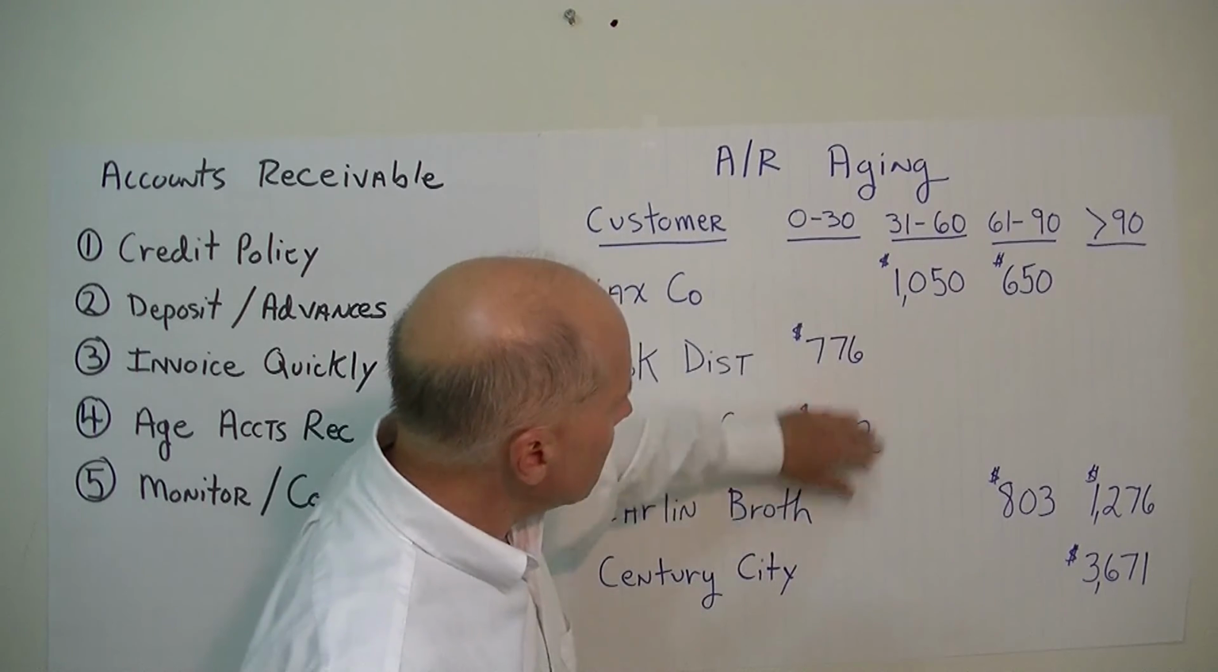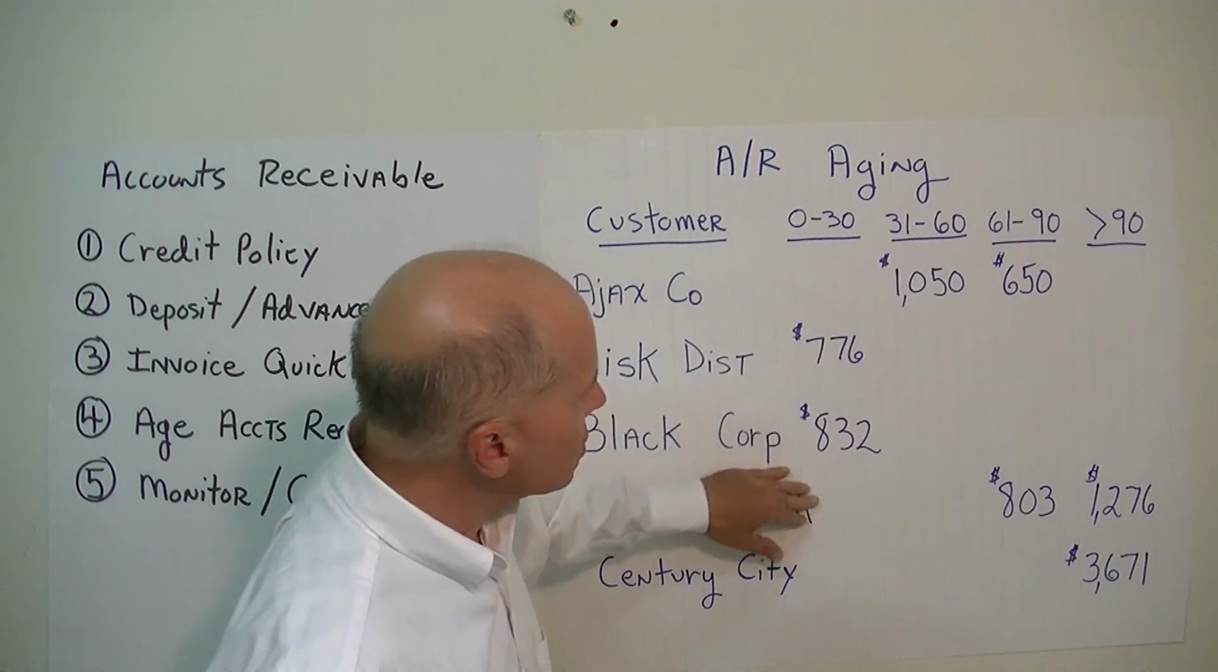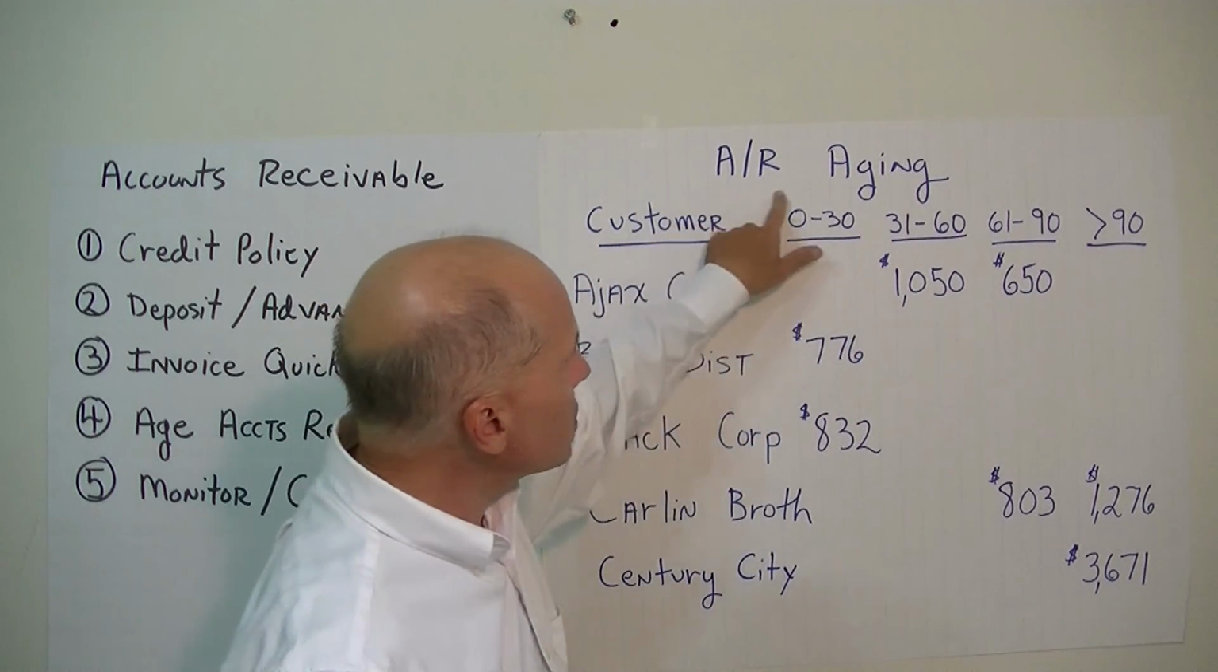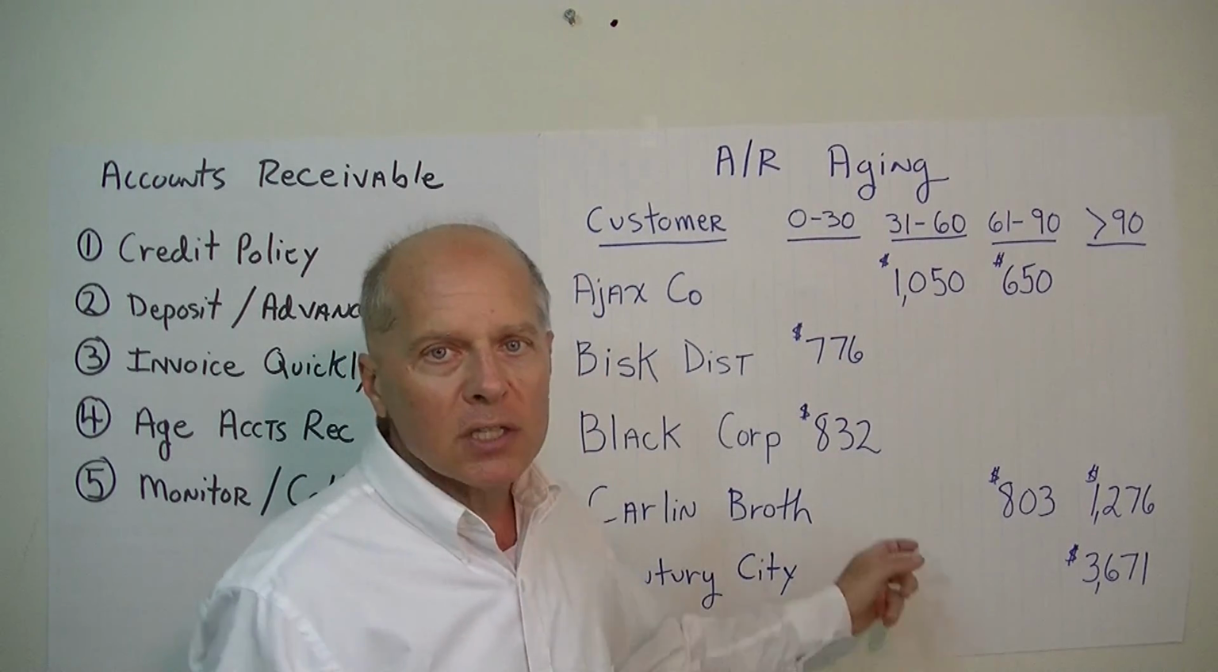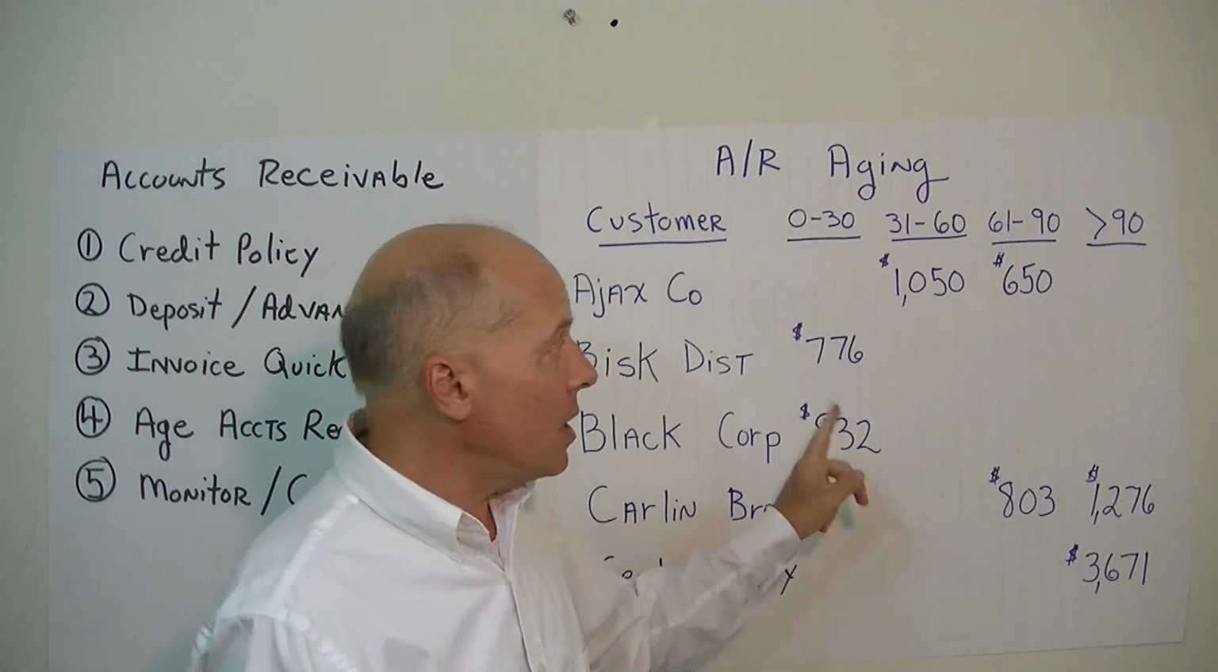And these customers, this is what we want to see. We want to see customers that are very current. So the accounts receivable aging report is a very important internal control that you must have in place to manage your accounts receivable.